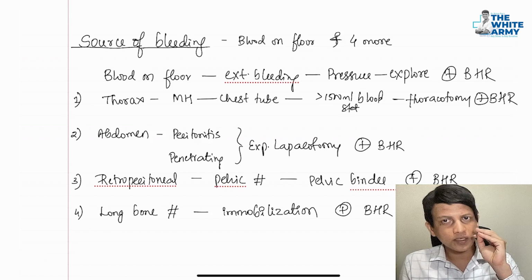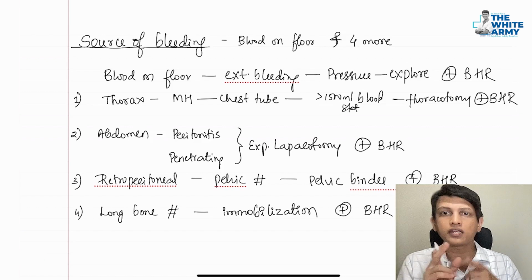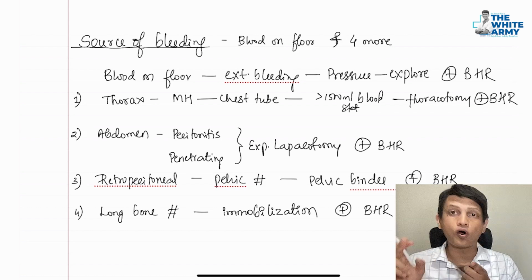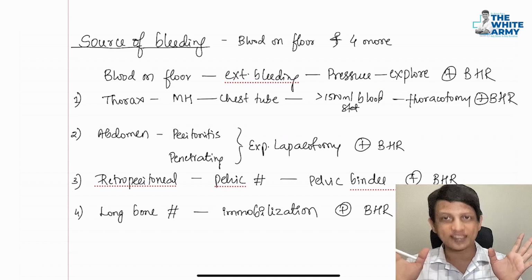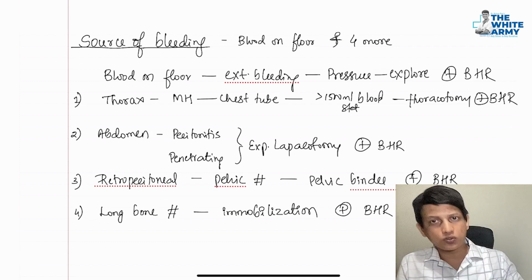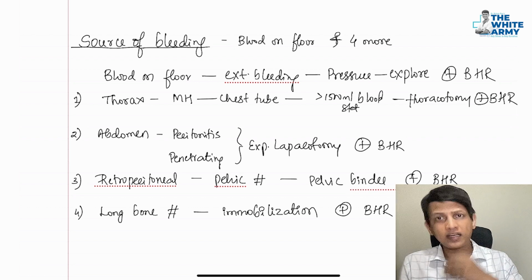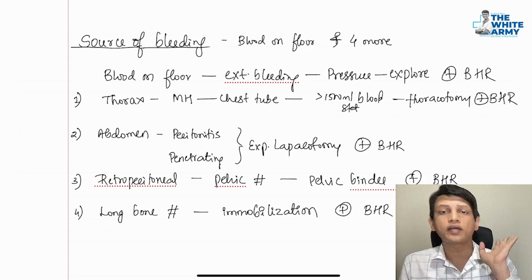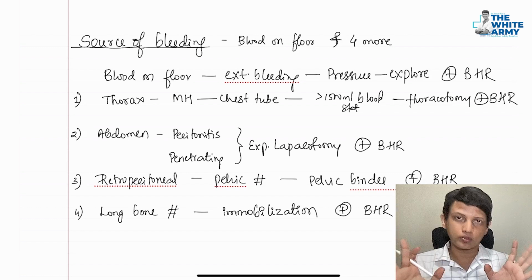If the suspected source of bleeding is in the abdomen, the patient is coming with any features of peritonitis, or in case of any kind of penetrating injury, you have to immediately explore the patient. Do an emergency laparotomy with simultaneous balanced hypotensive resuscitation. Remember, if the abdomen is the source of bleeding, in blunt trauma with peritonitis, or any kind of penetrating injury, you have to explore, see where the bleeding is, and immediately stop it.